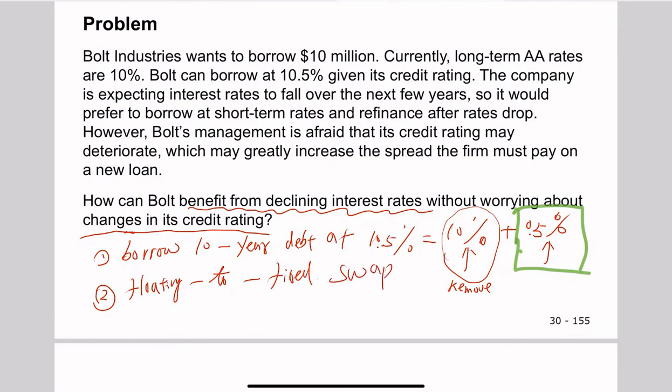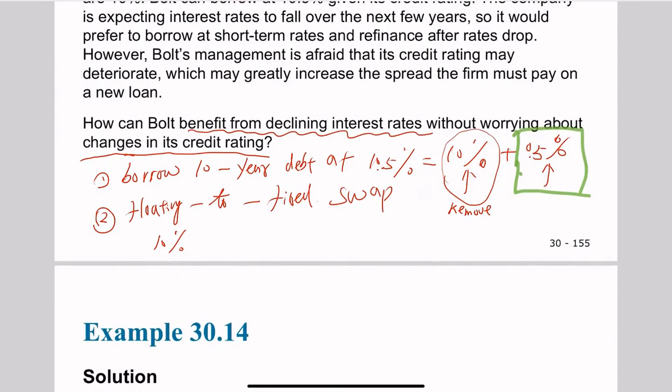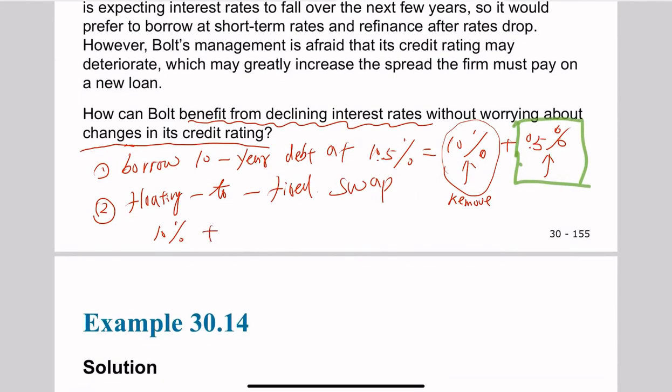And you can actually calculate the firm's net debt cost of capital after entering into this swap. So in the beginning, the firm's cost of capital is 10% of the market interest rate, right? 10% of the fixed interest rate plus the 0.5 percent credit spread.